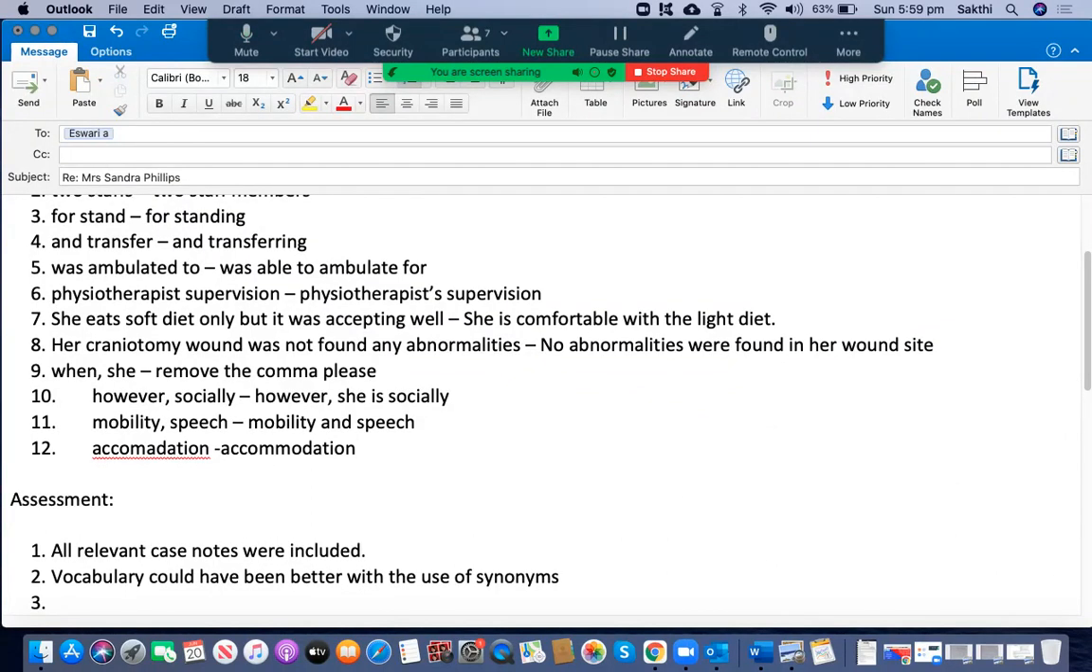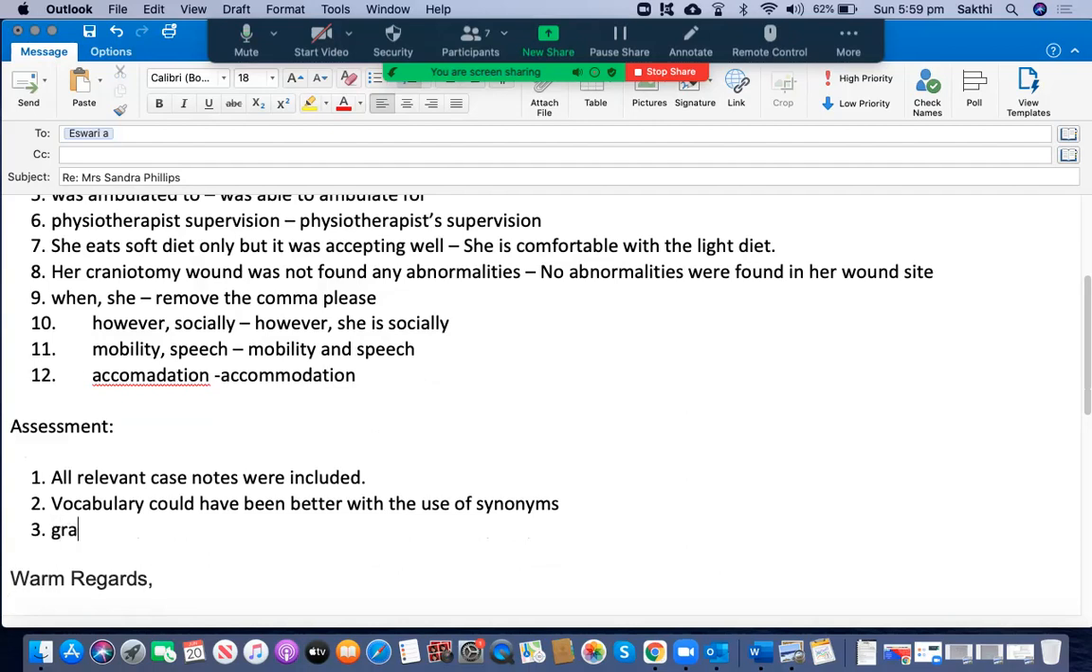Vocabulary could have been better because you used most of the words the same way. For example, even for "now," you could have used currently, presently, at present. You could have used some synonyms. Grammar could have been better a lot. Spelling is another issue. So you have to focus on your spelling as well. Try not to commit any spelling mistakes.